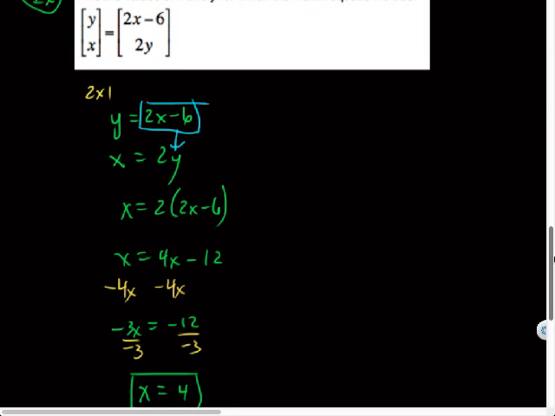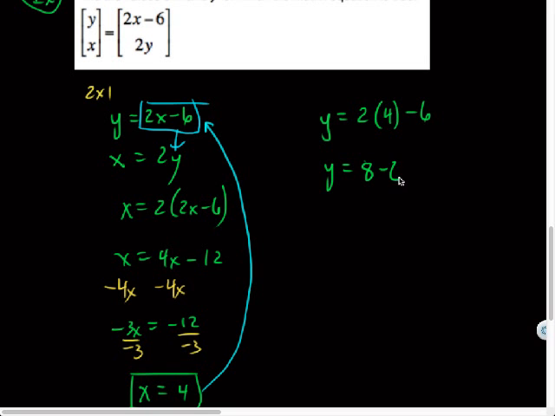So if that's what x is equal to, how do I find out what y is equal to? Yeah, plug it back in. Would you do it the other way? Did you put X in for the Y? Yeah, you could have plugged this into here. That's fine. All sorts of techniques you could have used. So let's see, 2 times 4 minus 6, so y is equal to 8 minus 6, so y equals 2.